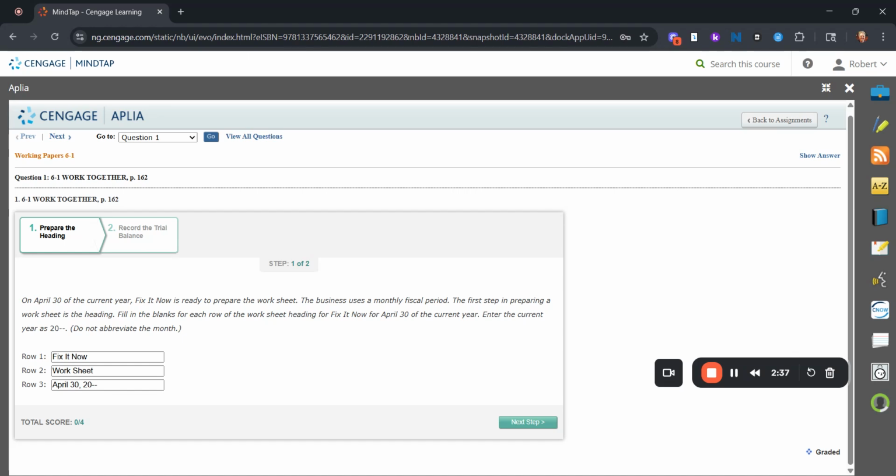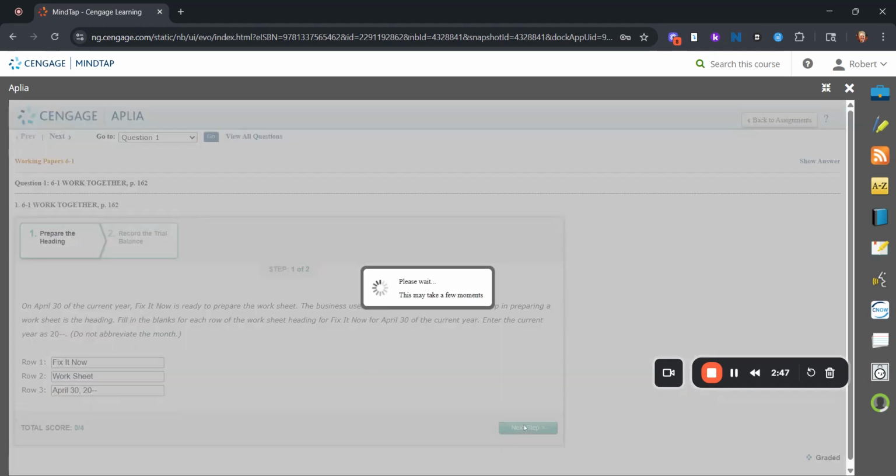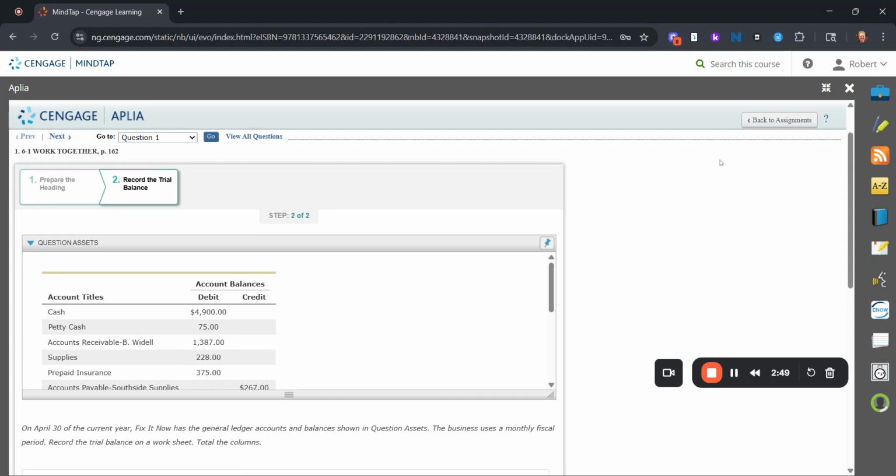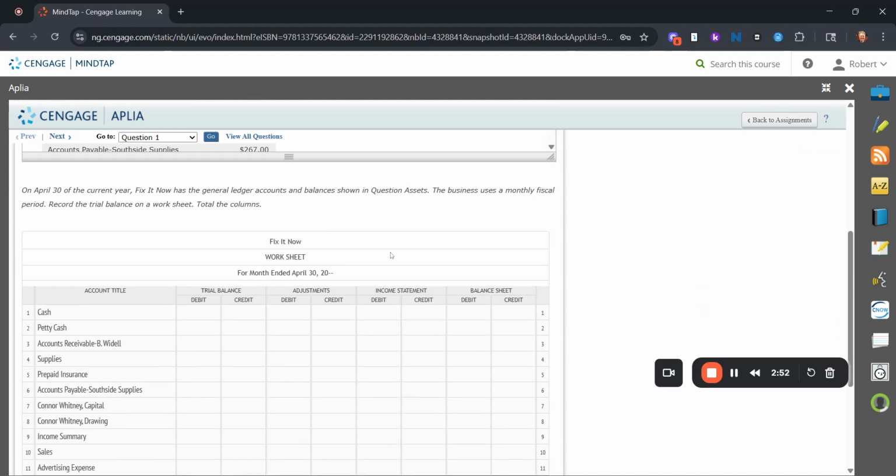So with MindTap, you have to follow the directions very specifically. So there's the header of our worksheet. So let's go to the next step. Let's see. Now our header's all filled in.